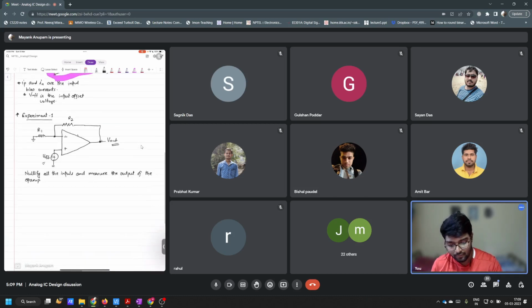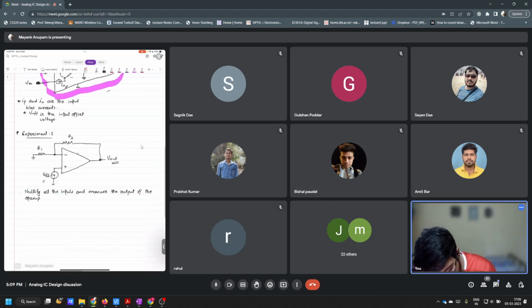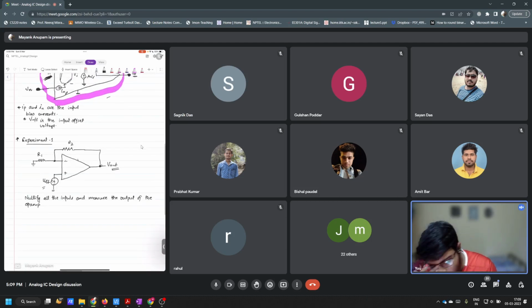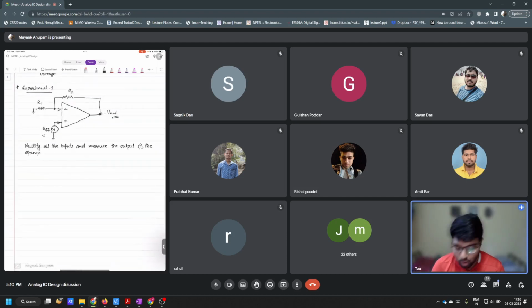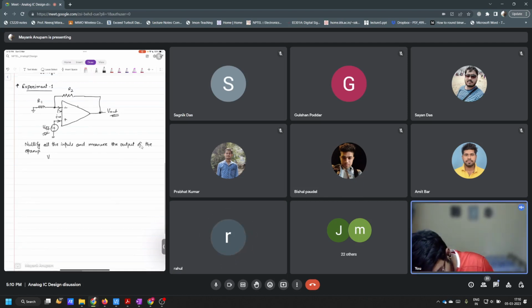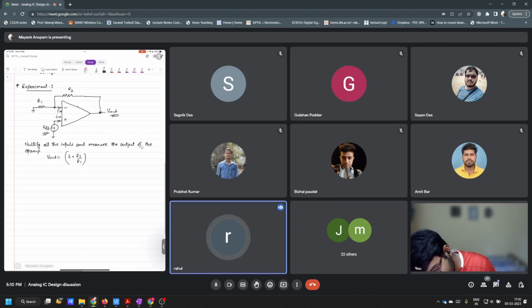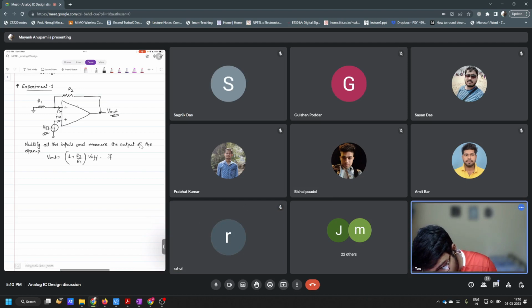Now, if there would have been no input currents, then you can directly say what the output voltage is, what the offset voltage is. Let's say these currents are 0. So what is the relation between V off and V out? V out will be equal to 1 plus R2 by R1 times V in offset. Correct. But this happens only if the currents are 0.